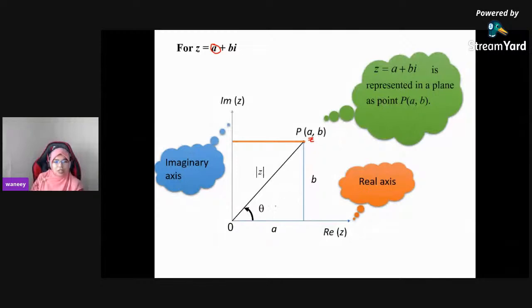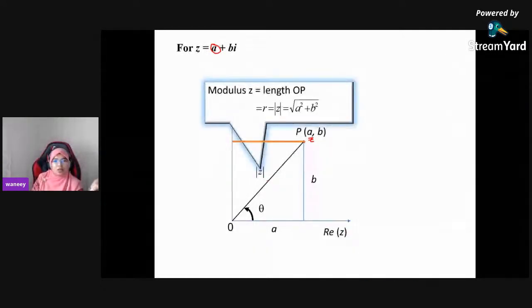Okay, so now this is theta and this is the length of z. The length of z, or the modulus of z, is the length OP, starting from origin up until the point P. So the formula to calculate the modulus of z is equal to the square root of a squared plus b squared. So if z is equal to a plus bi, then the modulus of z is simply the square root of a squared plus b squared. So that is for the modulus of z.